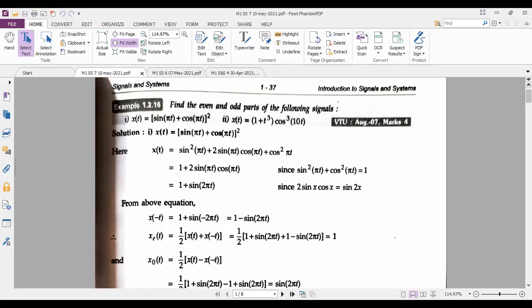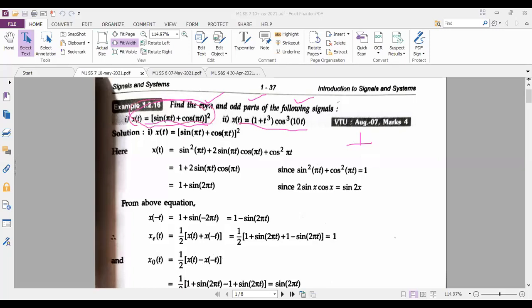Now I will show this type of problem which is there in the assignment or in university question papers. This type of problem we have already solved, but we will discuss more here. Find the even and odd part of the following signal. We have discussed this with respect to the diagram, and also for equations. Now we will solve some more problems based on equations.